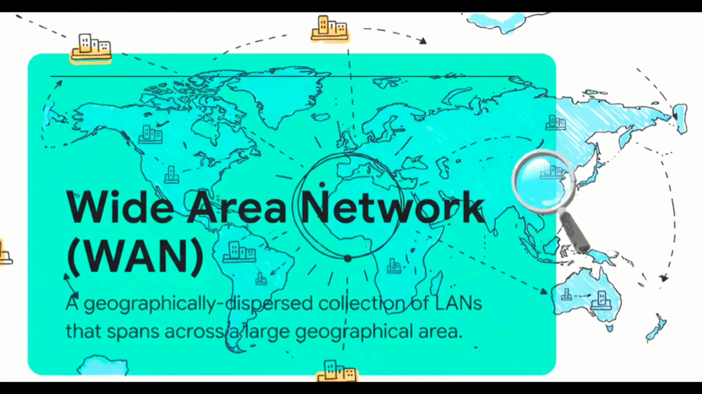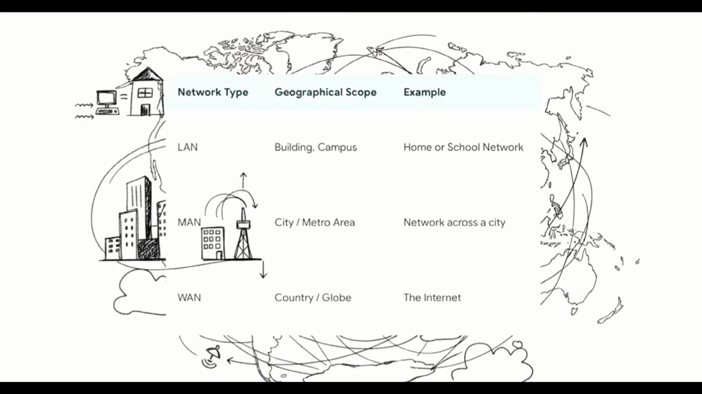And now for the final zoom out, the Wide Area Network, or WAN. A WAN is a massive collection of LANs that are spread across a huge geographical area. We're talking an entire country, a continent, or even the whole planet. And the biggest, most famous, most important WAN in existence? Yeah, it's the internet. And there you have it, all laid out.